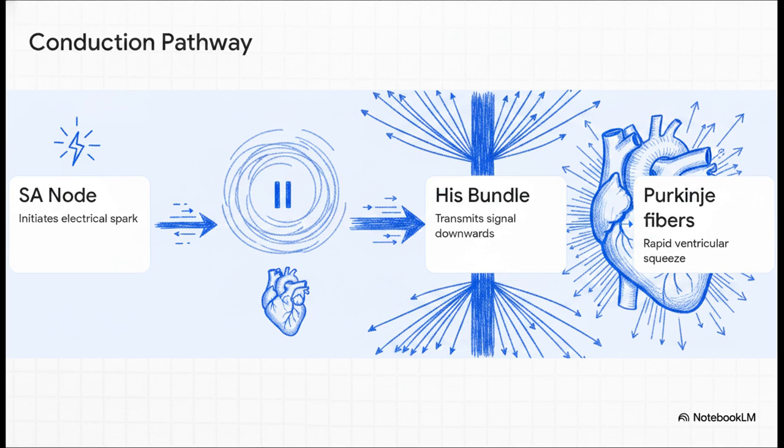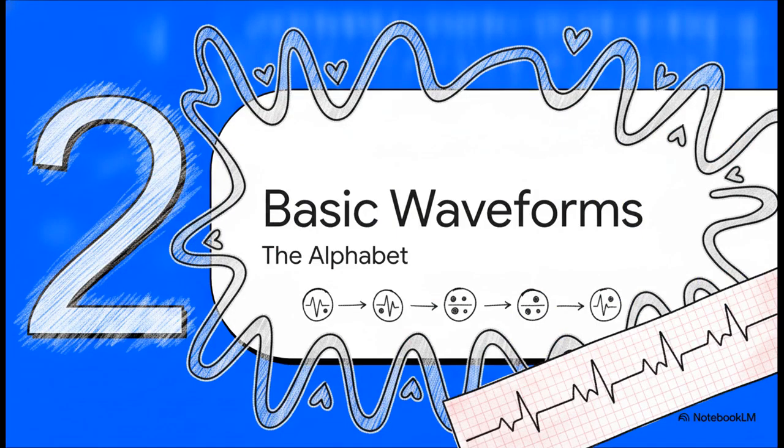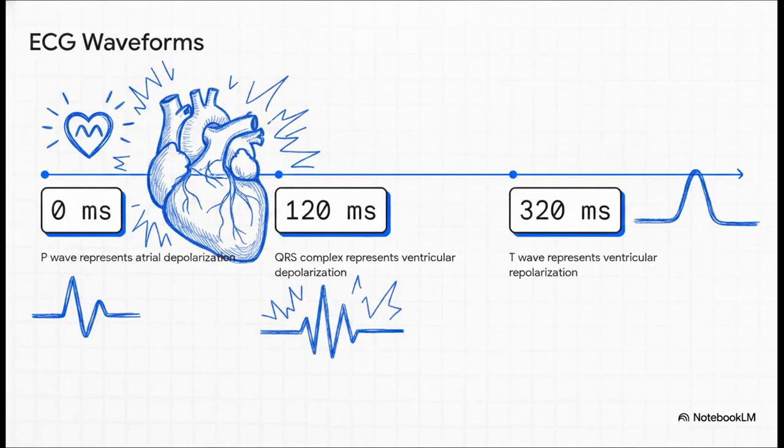Then, after that tiny pause, the signal just races down the His bundle and spreads rapidly through the Purkinje fibers. Think of these fibers as specialized high-speed conduction highways that ensure those massive ventricular muscles contract in a rapid, perfectly synchronized, and powerful squeeze. All right, moving on to Section 2, basic waveforms. This is basically the alphabet of our visual language. Now that we've got our spark and our pathway, let's map the waves you see on the paper to the actual cellular phases of the heart.